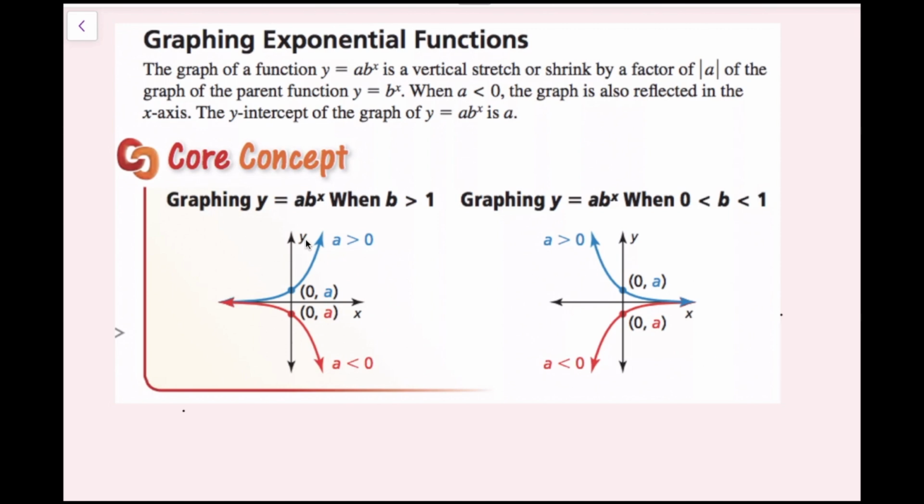So in this case, we have 2 scenarios. We have when b is larger than 1, so when my b value is greater than 1, it looks like this if a is positive, the blue graph, and then the red one is if a is negative. And then here, if b is in between 0 and 1, so 0 is less than b is less than 1, I have 2 other scenarios. So if a is positive here, we have the blue graph. And if a is negative, I have the red graph.